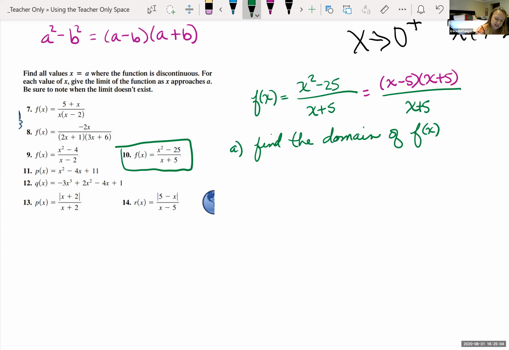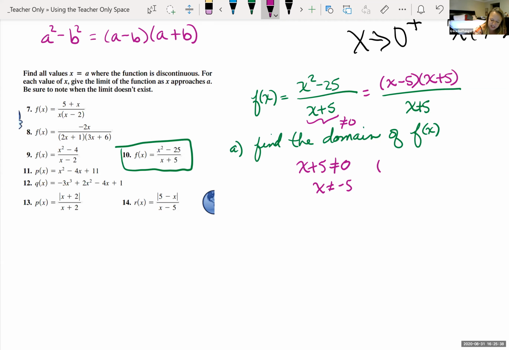Okay, so we cannot have x plus 5 equal 0. And so if I solve for x there, I know that x cannot be negative 5. So any other number I choose for x, I can plug it into this function and I'd get back a real number. The only number that would give me a problem is when x is equal to negative 5. So we could say it a couple different ways.